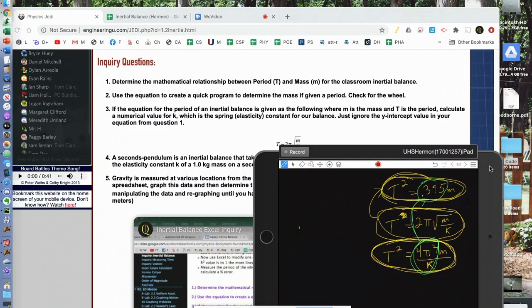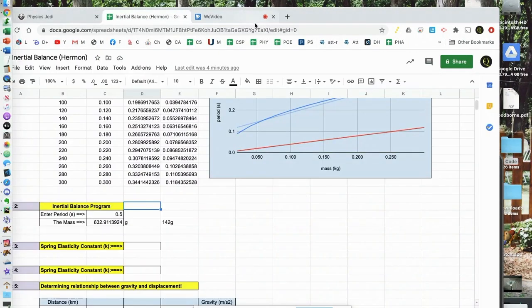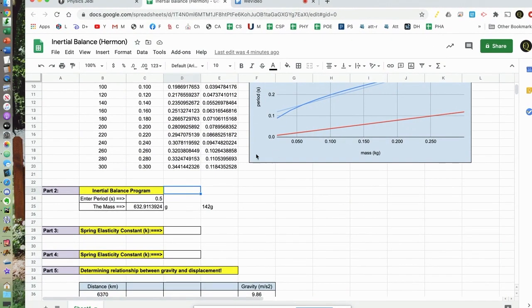So I can do 0.395 equals 4 pi squared over k. So k would equal 4 pi squared over 0.395, and I can actually calculate what the k value is, the elastic constant of our inertial balance. So I'm going to let Google do that for us.